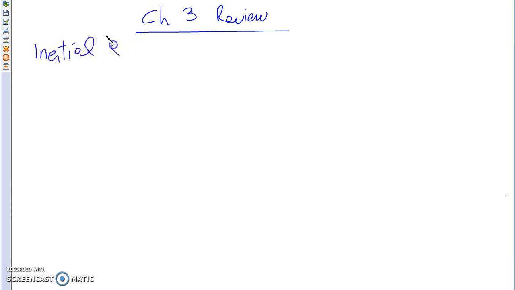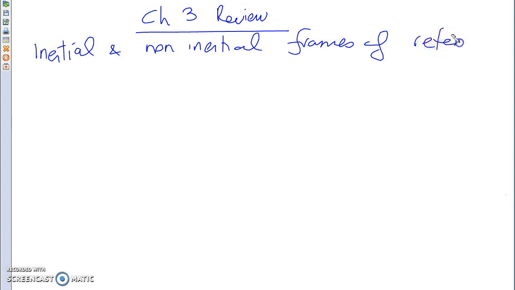All right, so we're going to start with chapter 3. Chapter 3 in the new textbook starts with inertial and non-inertial frames of reference. Now this has to do with circular motion, but in the old textbook this is part of chapter 2.